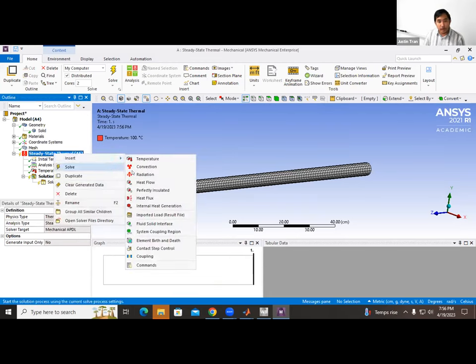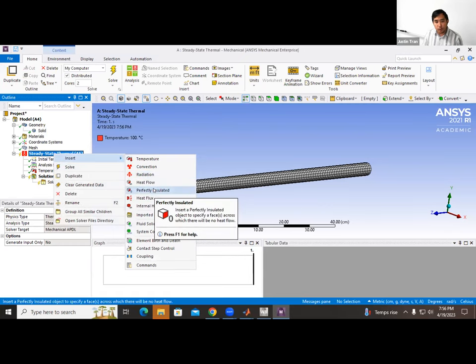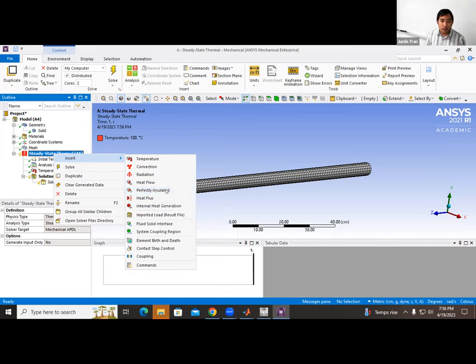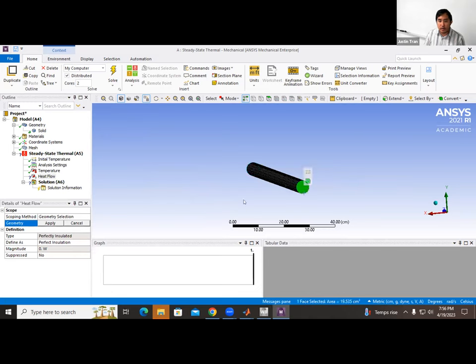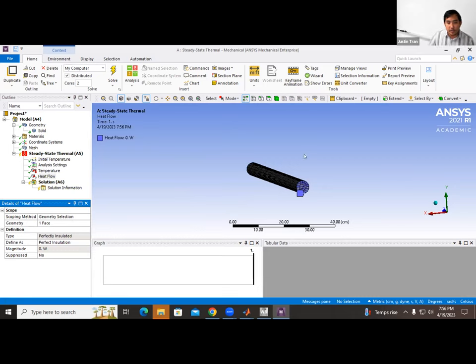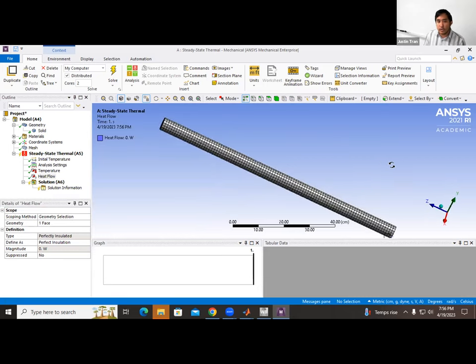Okay. And then the other type of boundary condition we're going to put here is a perfectly insulated condition. And so if you read the tooltip for this perfectly insulated condition, you can see here that it specifies a face on which there will be no heat flow. Okay? So we want to make sure that the other end of the fin here has no heat flow. So we're going to specify that. And crossing this is going to be 0 watts of energy. So that's good.